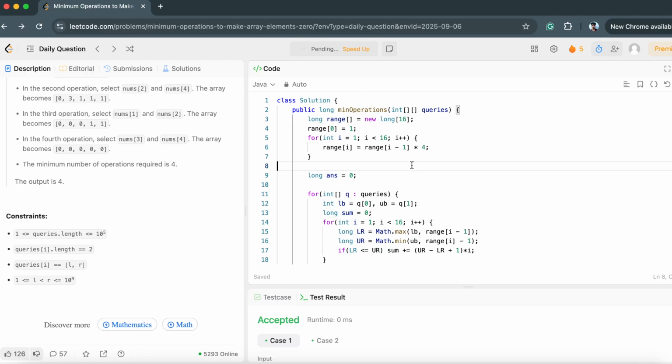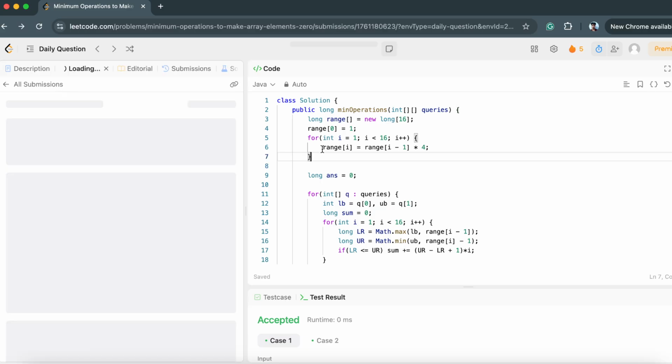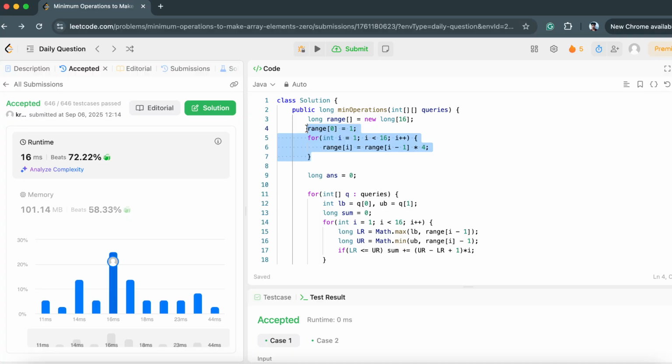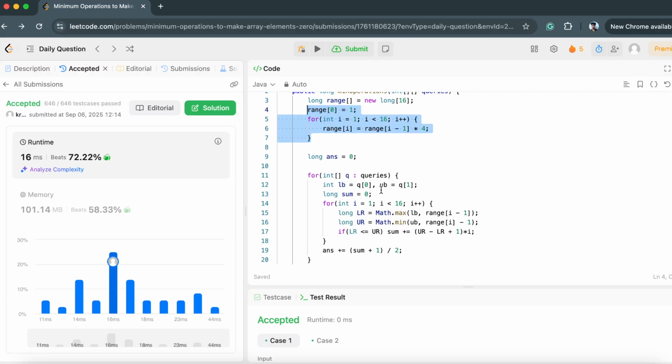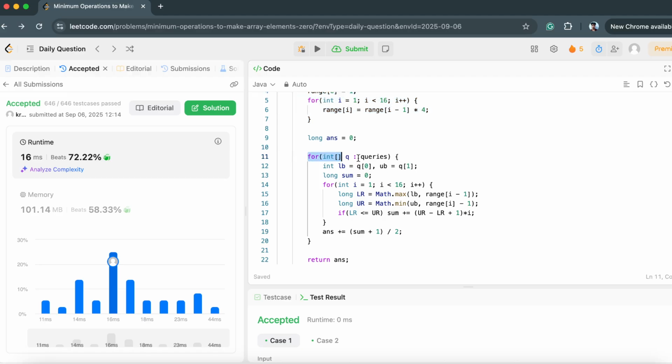If we see here carefully, the space we are using is only 16 elements we are storing, so the space is constant, big O of 1. And then we are running these queries. In total there are 10 to the power of 5 queries we can have at max. So if there are n queries, n into this for loop we are running all the time, 16. So 16 into n is going to be n. So the time complexity is going to be big O of n. So that is all about this particular problem.